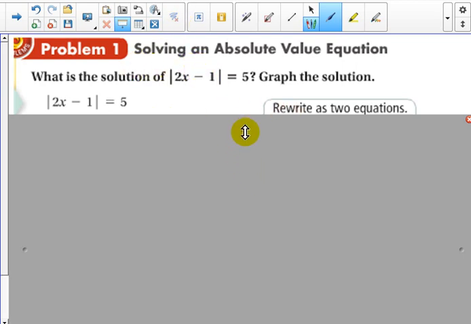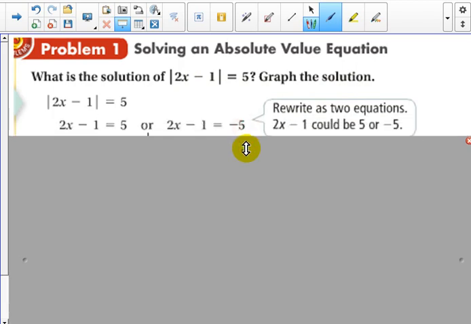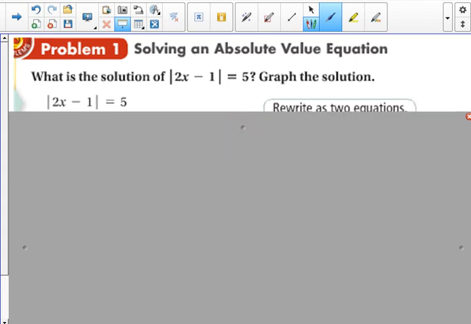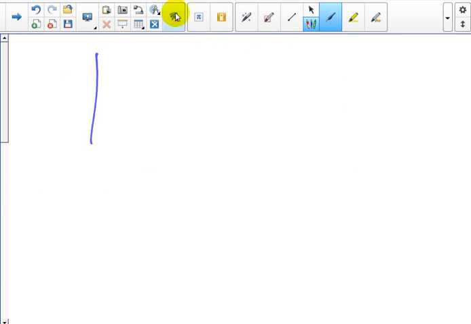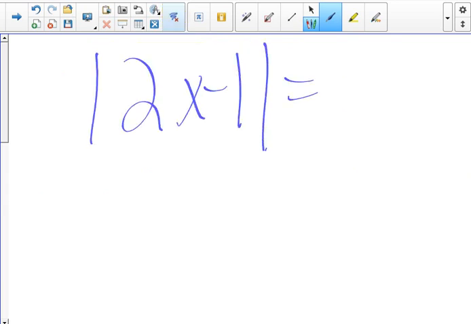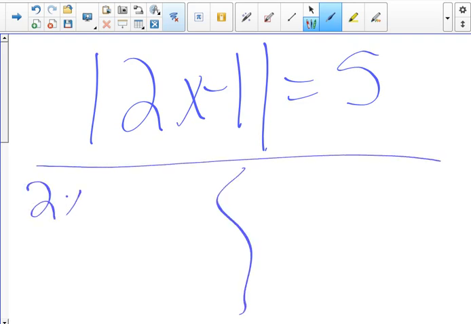So the first problem, and this is a lot like what we just did, but it's just a little more to it, so we'll work through this pretty quickly. What is the solution of the absolute value of 2x minus 1 equal 5? Graph the solution. So the first thing you want to do is rewrite it as two equations. So we're going to go 2x minus 1 equal a positive 5 and 2x minus 1 equal a negative 5.